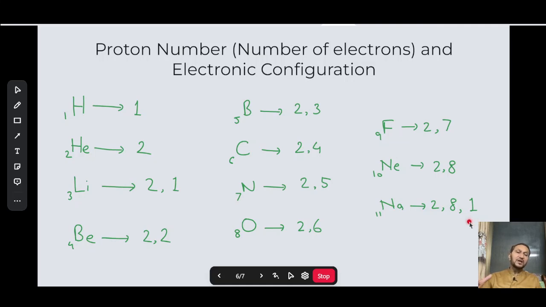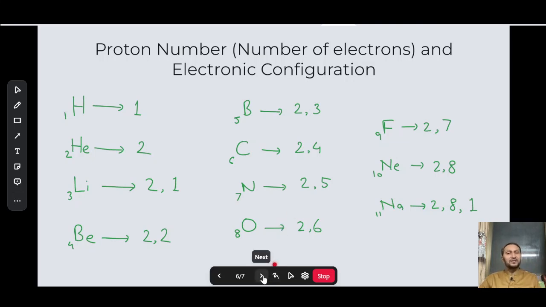Then if we are talking about magnesium, instead of 1 there will be 2 electrons in the third shell. Next, aluminium has 3 electrons: 2,8,3. Then 2,8,4, then 2,8,5, then 2,8,6, then 2,8,7, and the electrons keep on filling. As more and more electrons come in the next atoms of the elements, the shells keep filling.